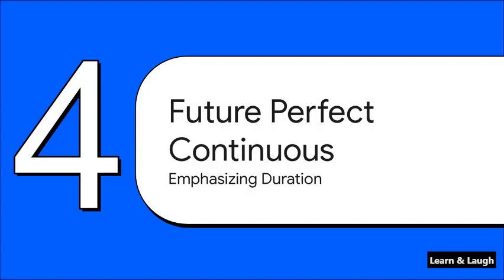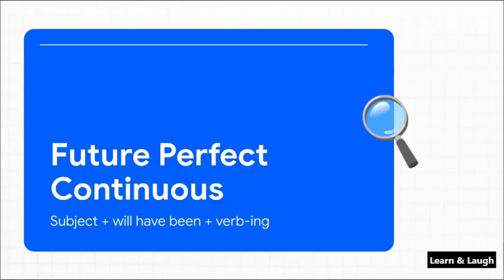Section 4. Future perfect continuous tense. Emphasizing duration. You are completely ready for this final building block. Let's break this longer formula down nice and slow. It is subject plus will have been plus verb ing. Look really closely at that. It takes the will have from our perfect tense and the verb ing from our continuous tense. We are basically mashing them together to do a very specific, very cool job in English.